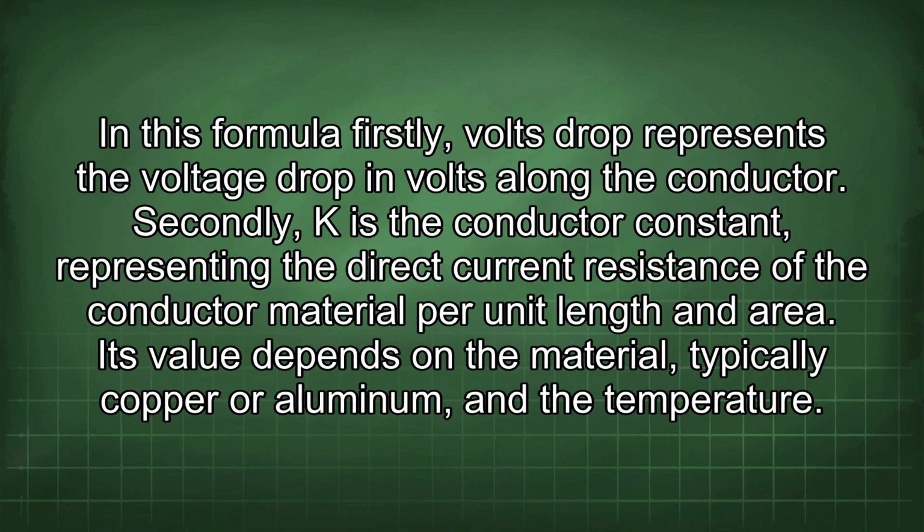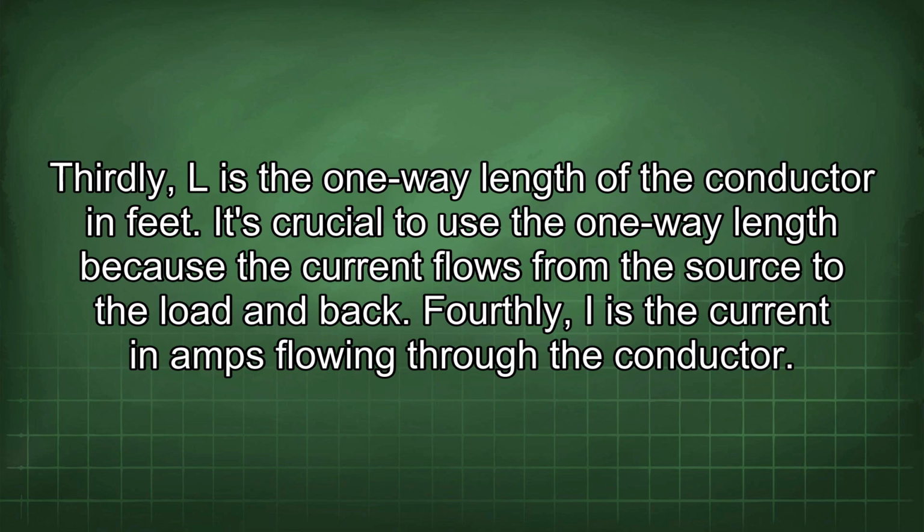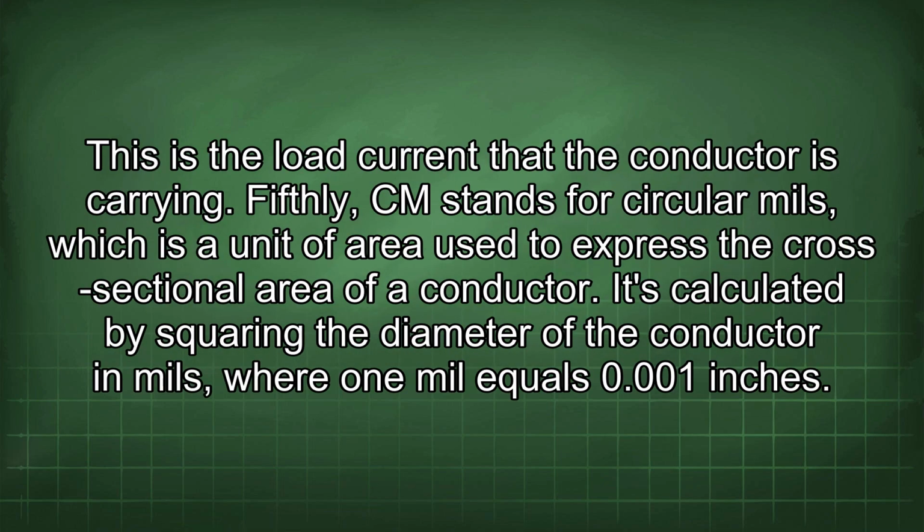In this formula, firstly, volts drop represents the voltage drop in volts along the conductor. Secondly, K is the conductor constant, representing the direct current resistance of the conductor material per unit length and area. Its value depends on the material, typically copper or aluminum, and the temperature. Thirdly, L is the one-way length of the conductor in feet. It's crucial to use the one-way length because the current flows from the source to the load and back. Fourthly, I is the current in amps flowing through the conductor. This is the load current that the conductor is carrying.